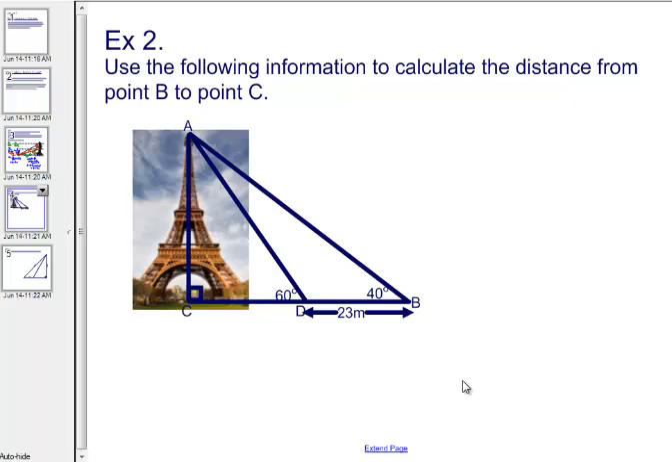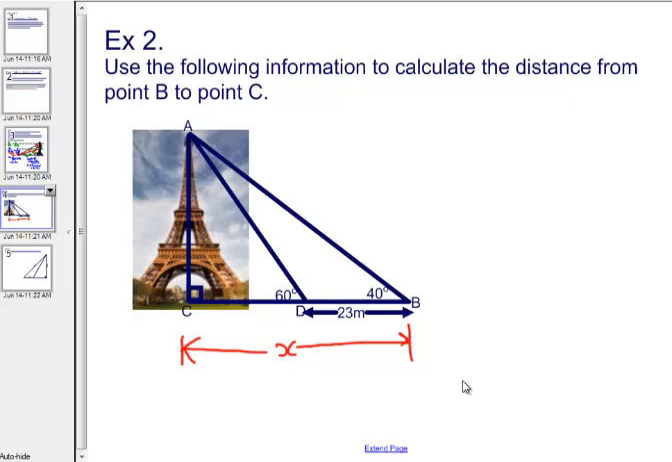Okay, next one. Use the following information to calculate the distance from point B to point C. Now the following information is given to us in diagram form straight away, so there's no big spiel at the front. We don't need to worry about interpreting. The only thing we really need to know is what are we actually looking for? Point B is over here and point C is over here, and we need the distance between there. So that is what we're actually aiming for.